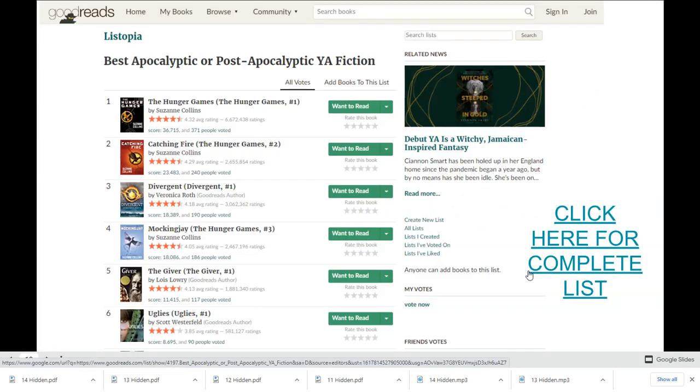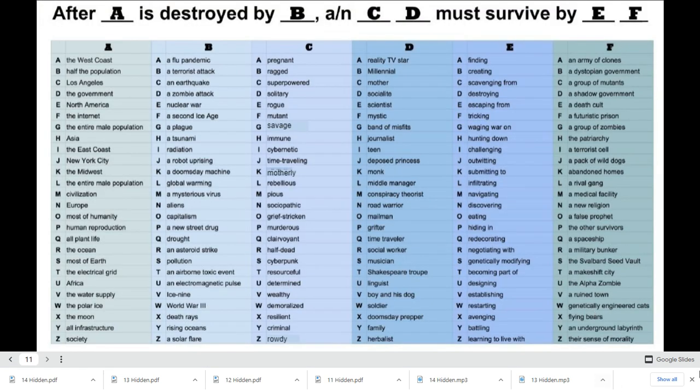Here is a list of some of the best apocalyptic or post-apocalyptic young adult fiction rated by Goodreads. And I put the link here, so if you want to see them all. We read The Giver, Hunger Games, Divergent, Uglies, which is also an 8th grade novel that you can read next year. So here's a fun little game.